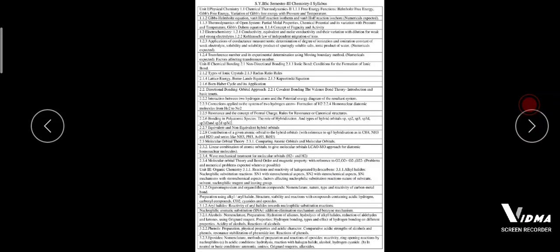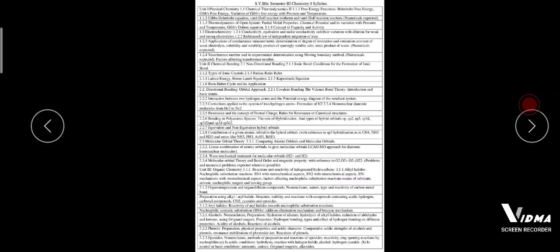Then again we have to see the Gibbs-Helmholtz equation and the Tops equation and the like. Then we have to talk about partial molar properties, their variation with pressure and temperature, the Gibbs-Duhem equation, fugacity and activity that we have to see. Then the second part of the unit is electrochemistry.